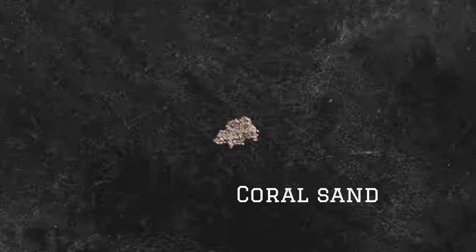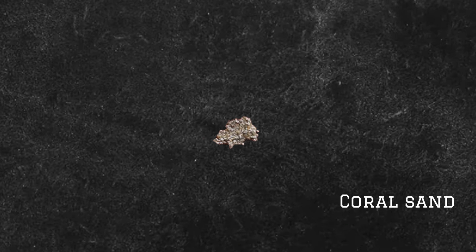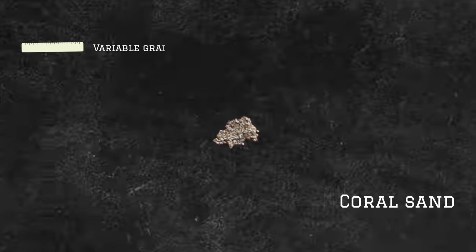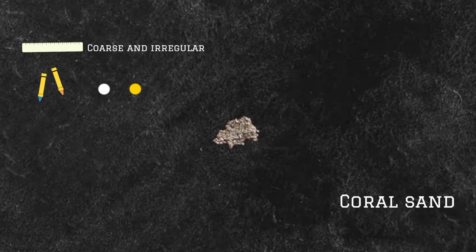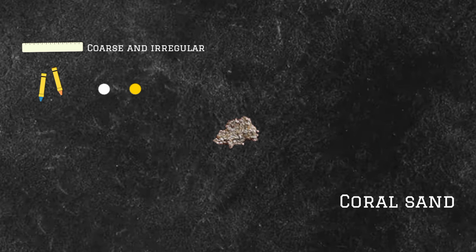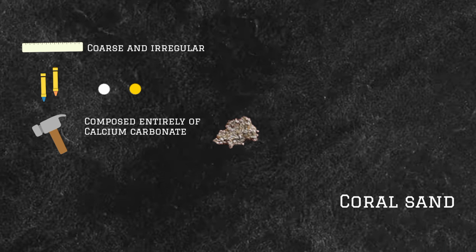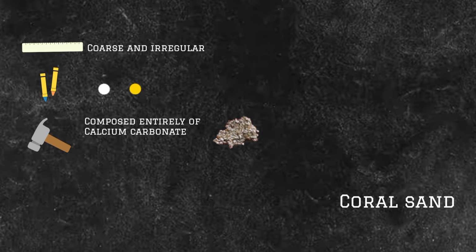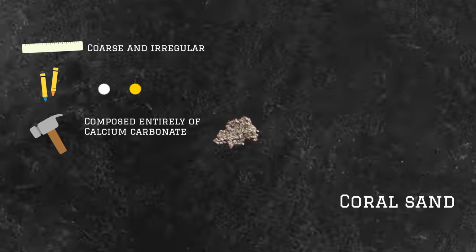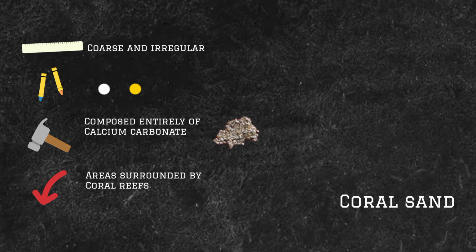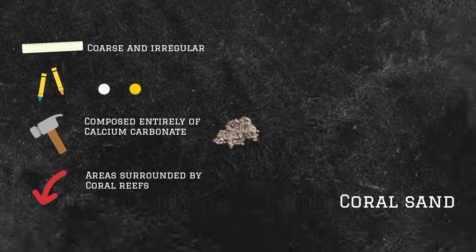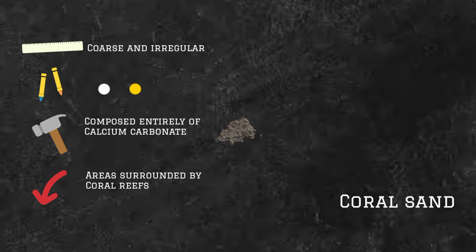Coral sand. Coral sand, a type of biogenic sand, has a variable grain size that is often coarse and irregular. Its coloration is typically white or light cream. Its primary property is that it is composed almost entirely of calcium carbonate. Its grains often have irregular shapes due to their biological origin. This sand is exclusively found in areas surrounding tropical coral reefs and on Caribbean beaches.